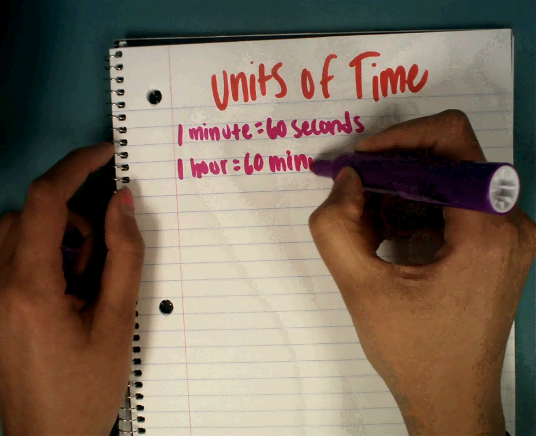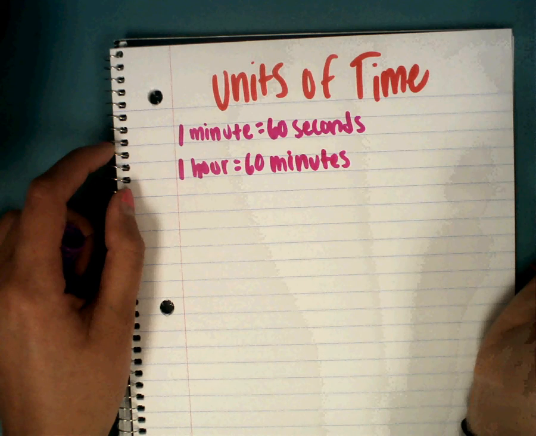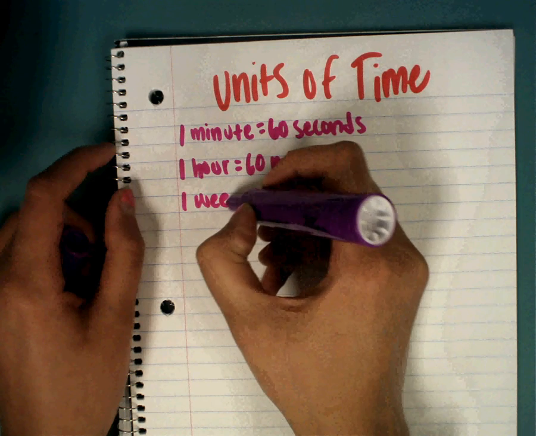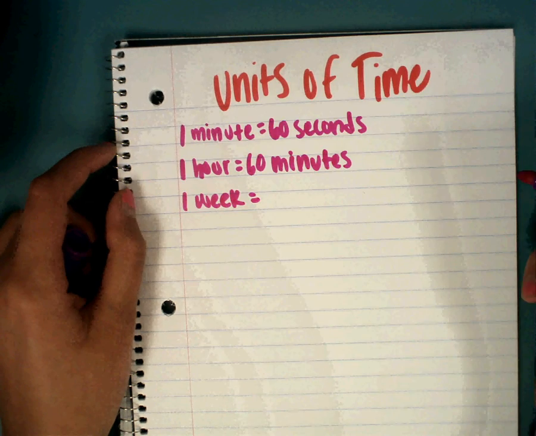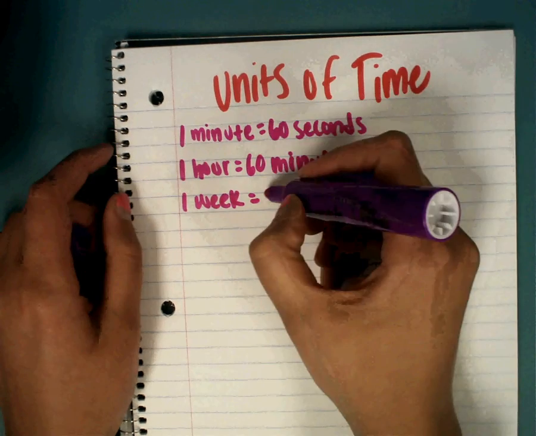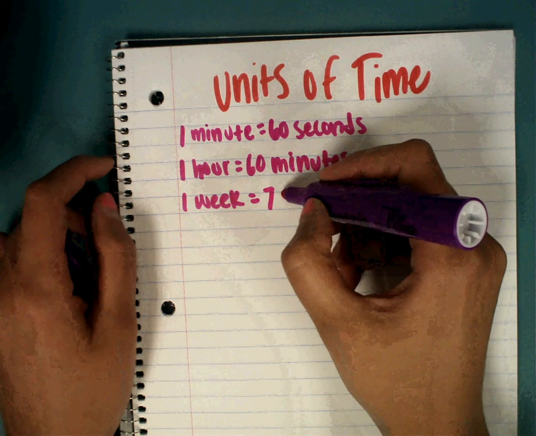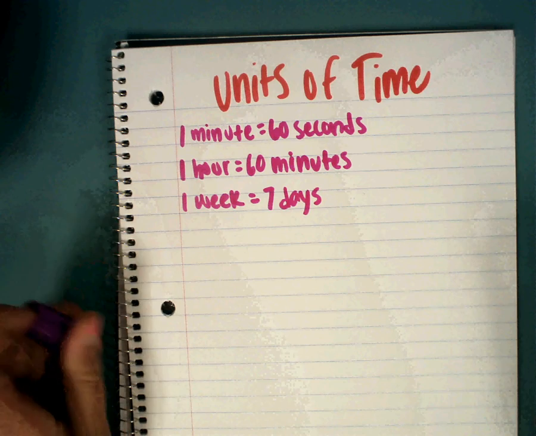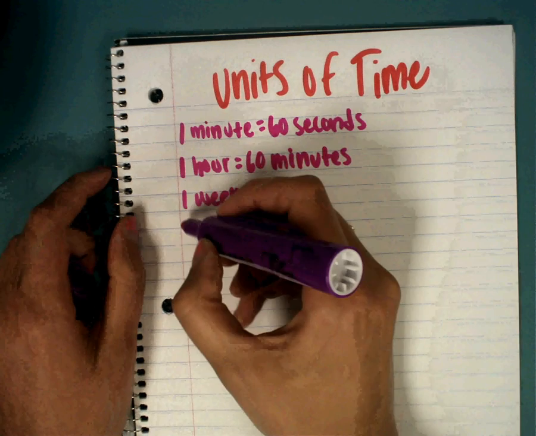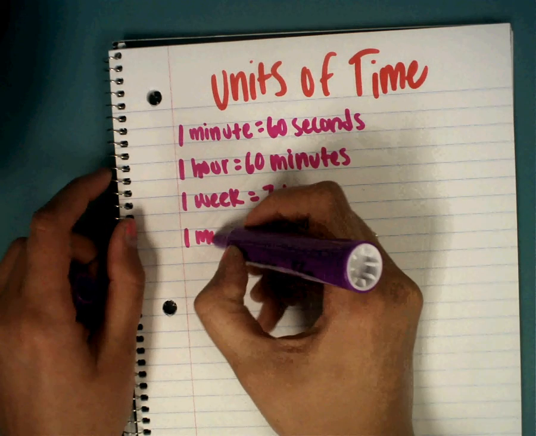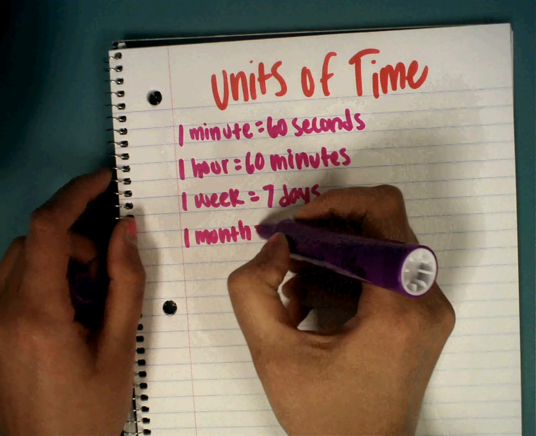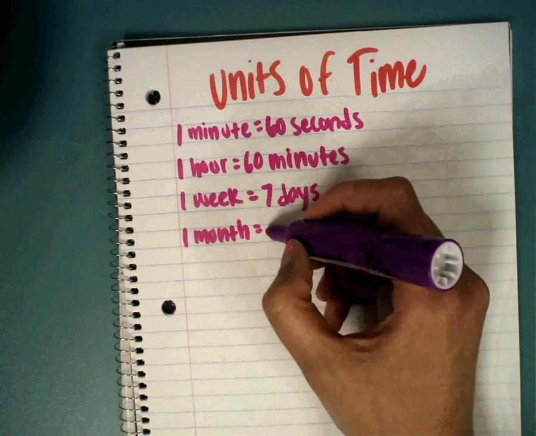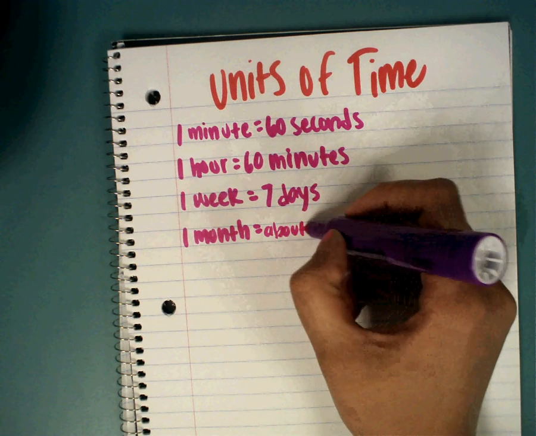Okay? And then the next one would be 1 week. 1 week is equal to how many days? 7 days. This is like first grade stuff, y'all. We're just going to go a little bit deeper into it. 1 week equals 7 days. 1 month equals how many weeks? About 4, right? So about 4 weeks.